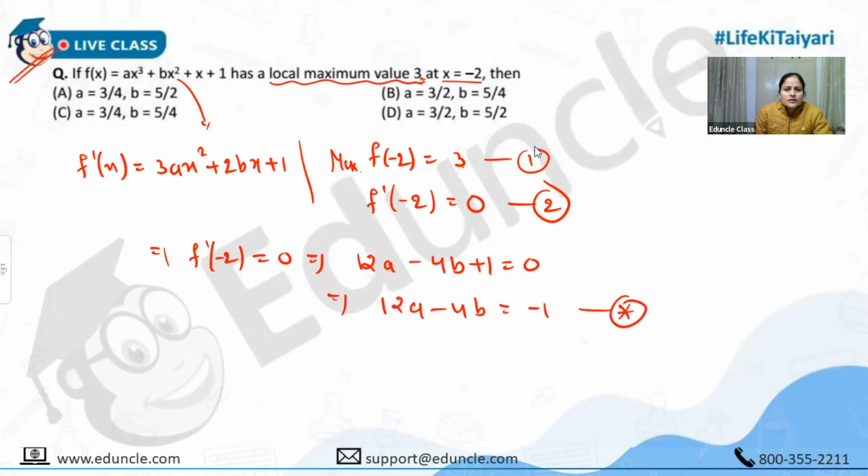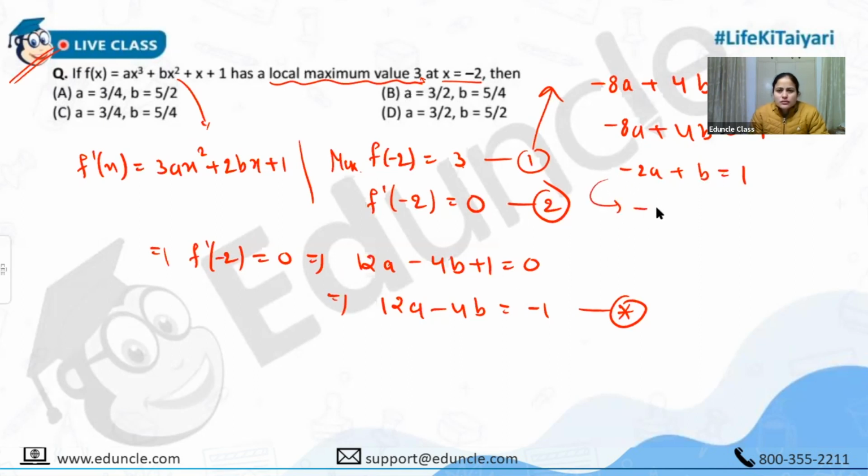Now from the first equation, f at -2, that is minus 8a plus 4b minus 2 plus 1 is equal to 3. So I am getting minus 8a plus 4b is equal to 4. Divide by minus 4, so 2a plus b is equal to 1. So better I will multiply this equation by 4.